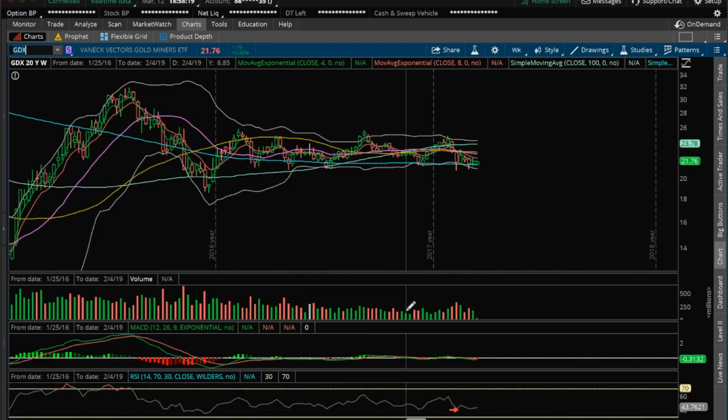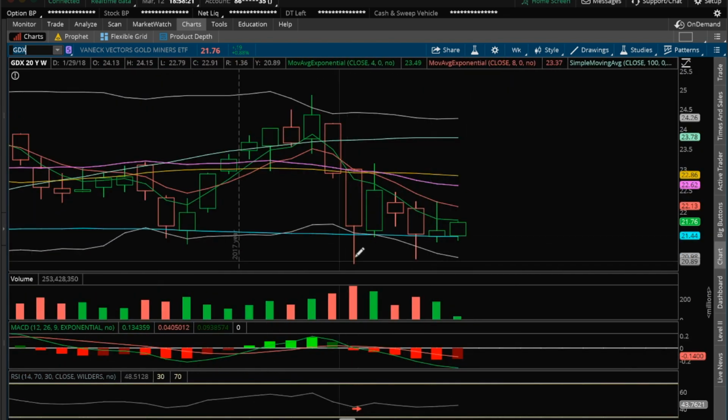GDX, weeklies, same thing. We have a high, a low, lower high, higher low, lower high. We're getting tight here on the weekly as well. So I'm going to watch that weekly as well.